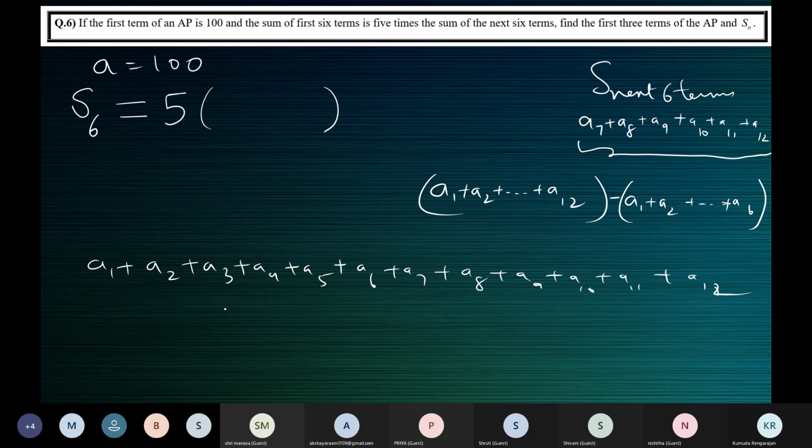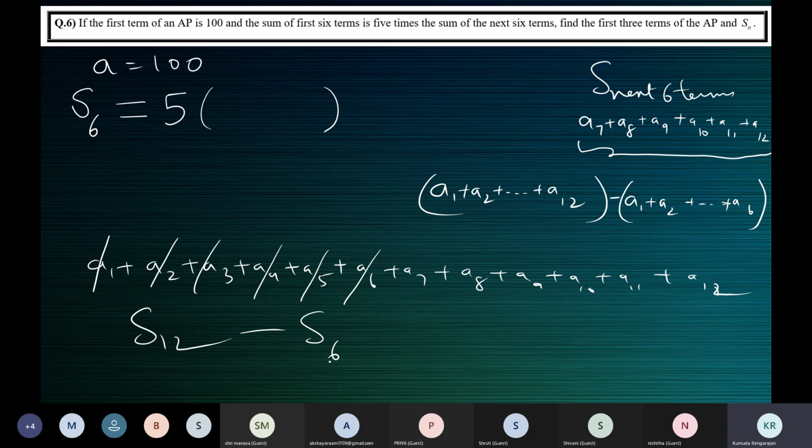Now this is S12. What you see there is S12. From this, if I take away all this, that means I'm removing S6. I'm left with the sum of the next 6 terms. From S12, which is the sum from A1 to A12, if I subtract the sum of the first 6 terms, S6, see what we are left with: A7 to A12, which is the sum of the next 6 terms.